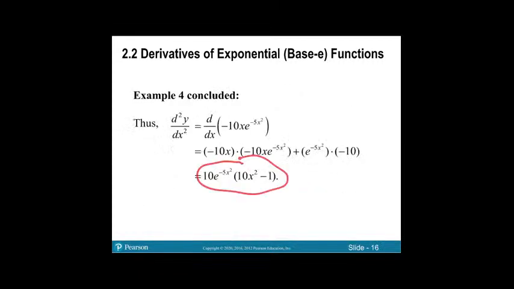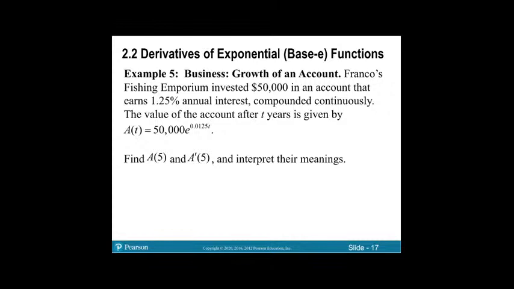Okay, let me see my time. So Frankel's Fishing Emporium invested $50,000 in an account that earns 1.25% annual interest, compounded continuously. The value of the account after t years is given by this. Find A of 5 and A prime of 5 and interpret their meanings. Okay.